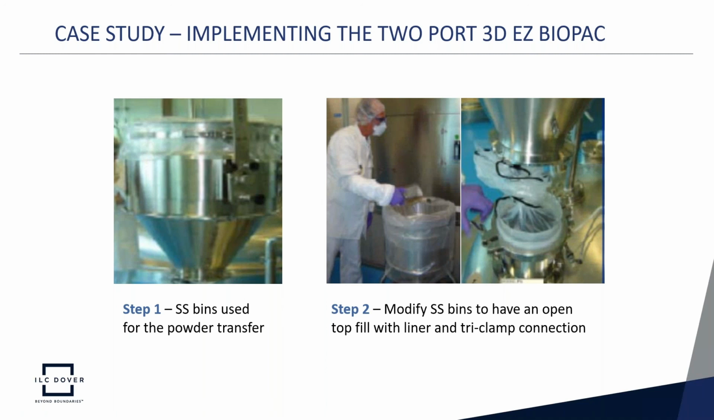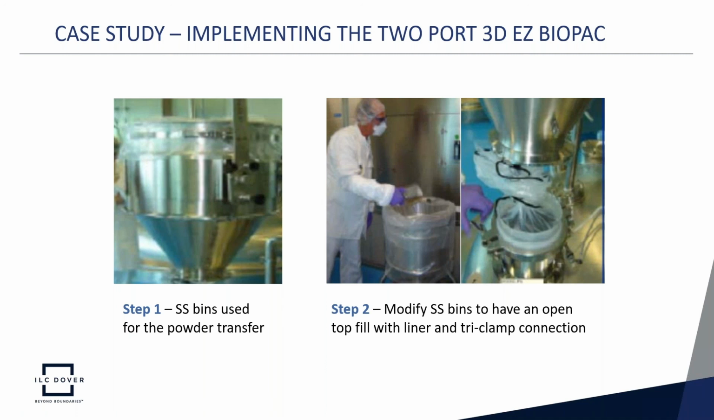So here in step one, we see the stainless steel bins were being used. You can sort of see in the front of it is the lifting mechanism. So the bin is filled and put into place, connected to a tank, and then discharged. So the first step was to modify the bins so that we remove the top of the bins. The picture in the middle is showing the operator being able to load an EZ BioPac with a large open target area in the top, so we can have a very quick and accurate filling.